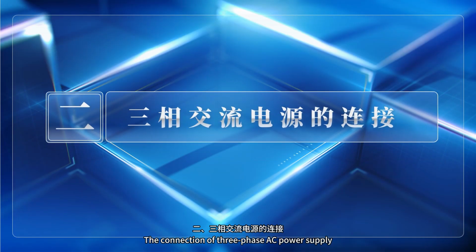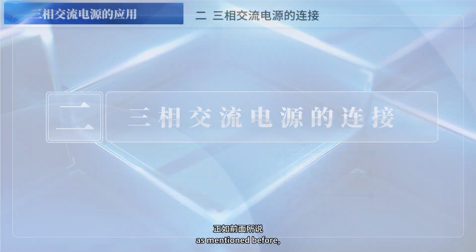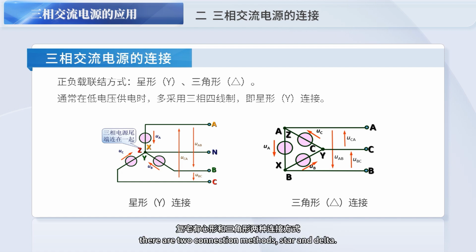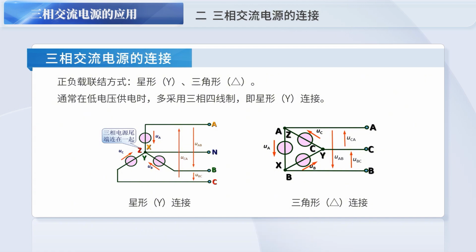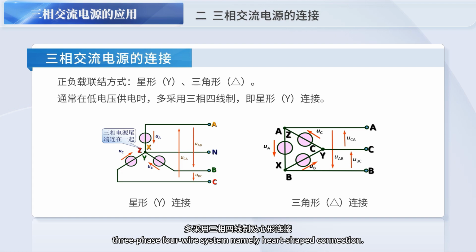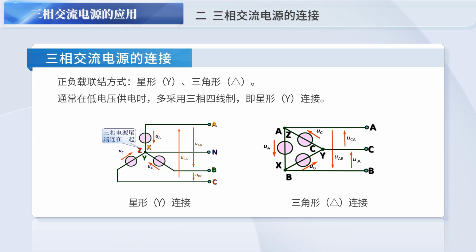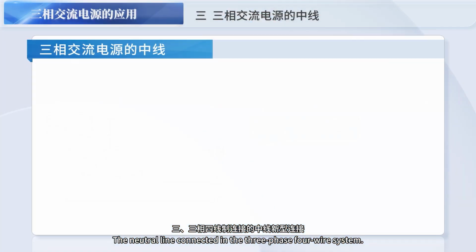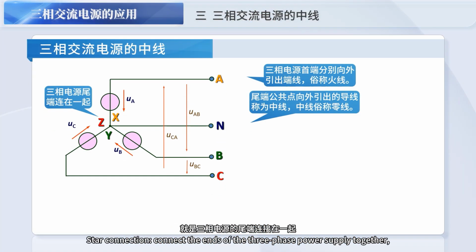The connection of three-phase AC power supply. As mentioned before, in a three-phase circuit, there are two connection methods, star and triangle. Usually, in low-voltage power supply, the three-phase, four-wire system and star connection are used. The neutral line of the three-phase four-wire system and the star connection is to connect the ends of the three-phase power supply together, and then the ends and the first end are drawn out separately.